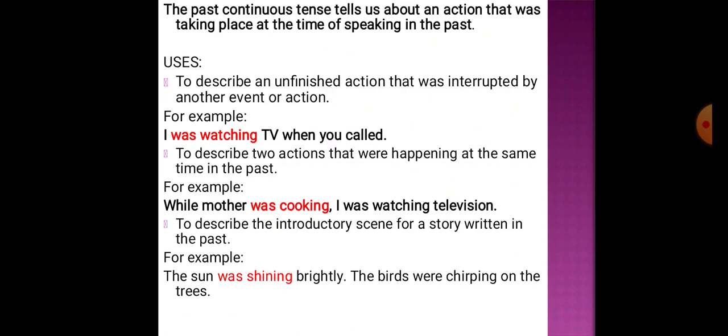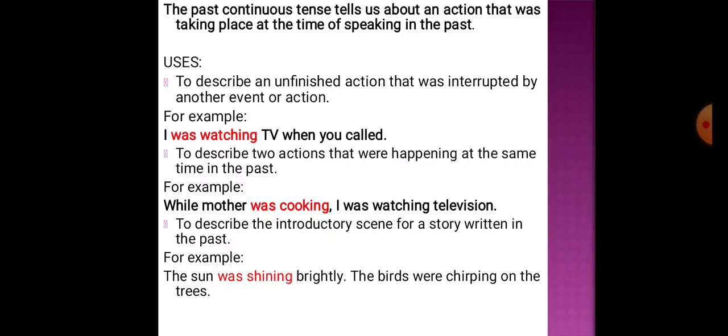Let's come to past continuous tense. The past continuous tense tells us about an action that was taking place at the time of speaking in the past. And it is used to describe an unfinished action that was interrupted by another event or action. For example, I was watching TV when you called.